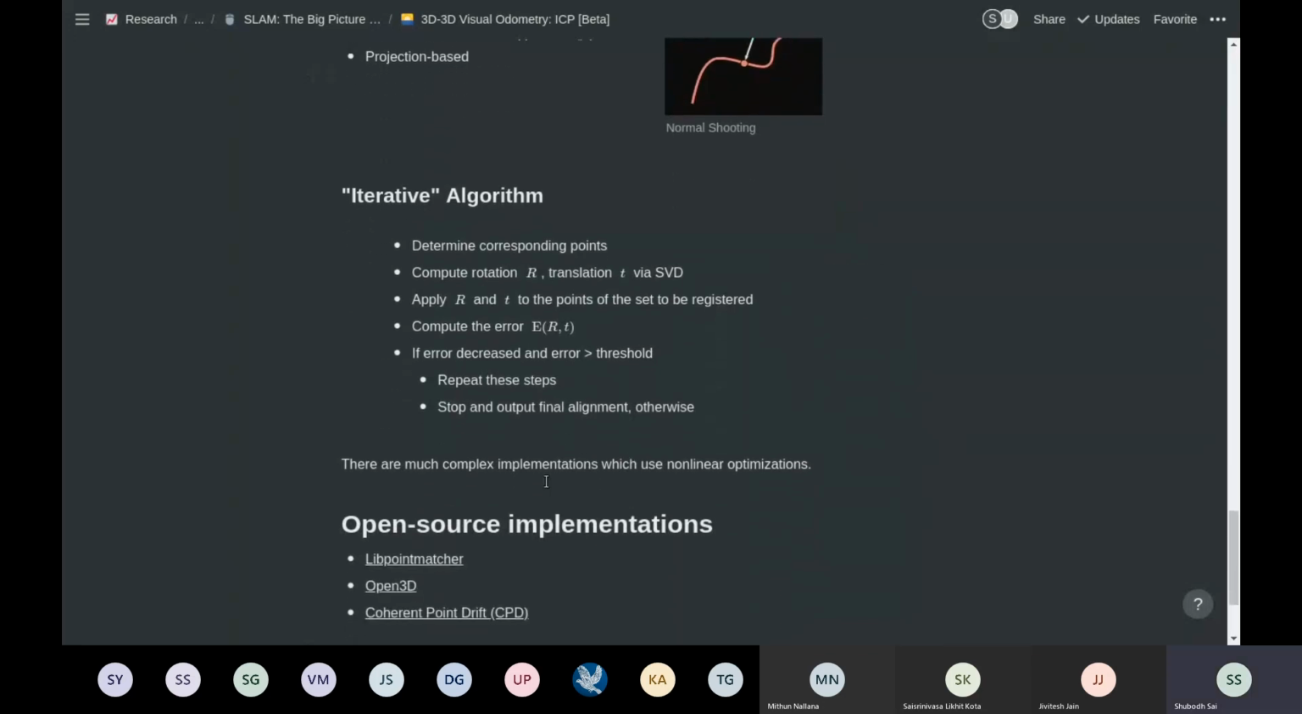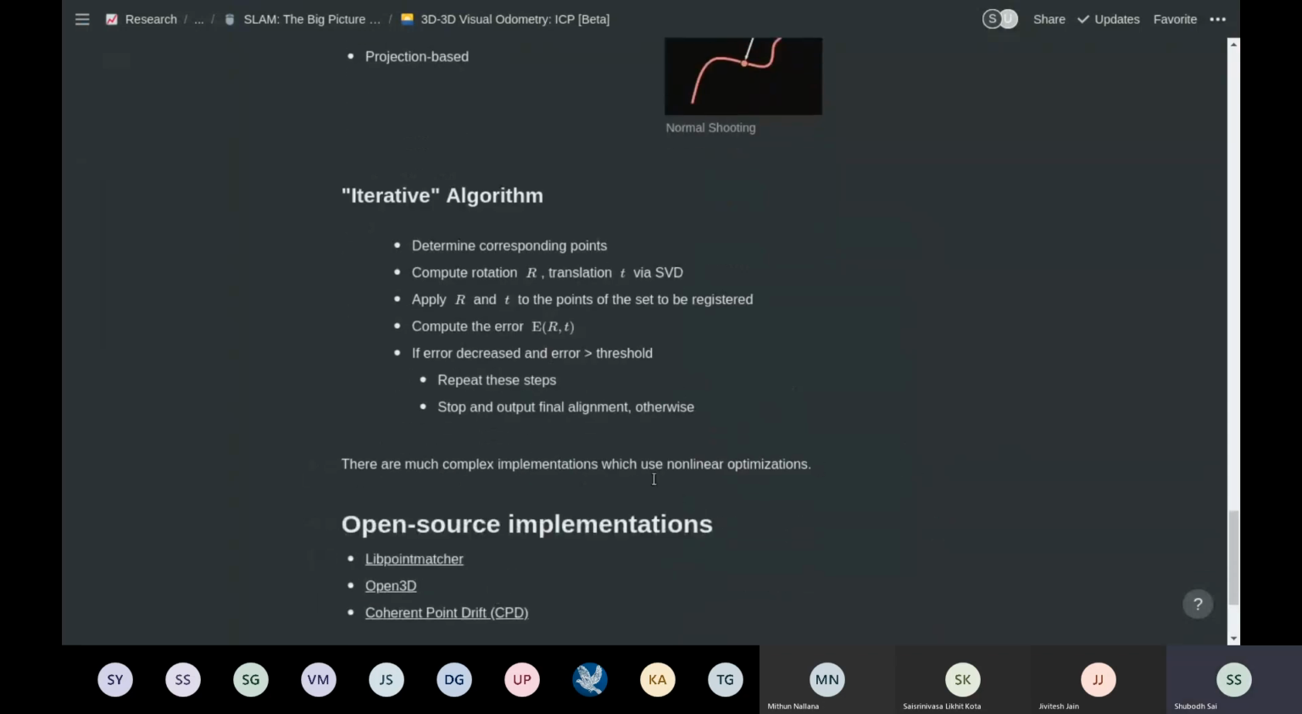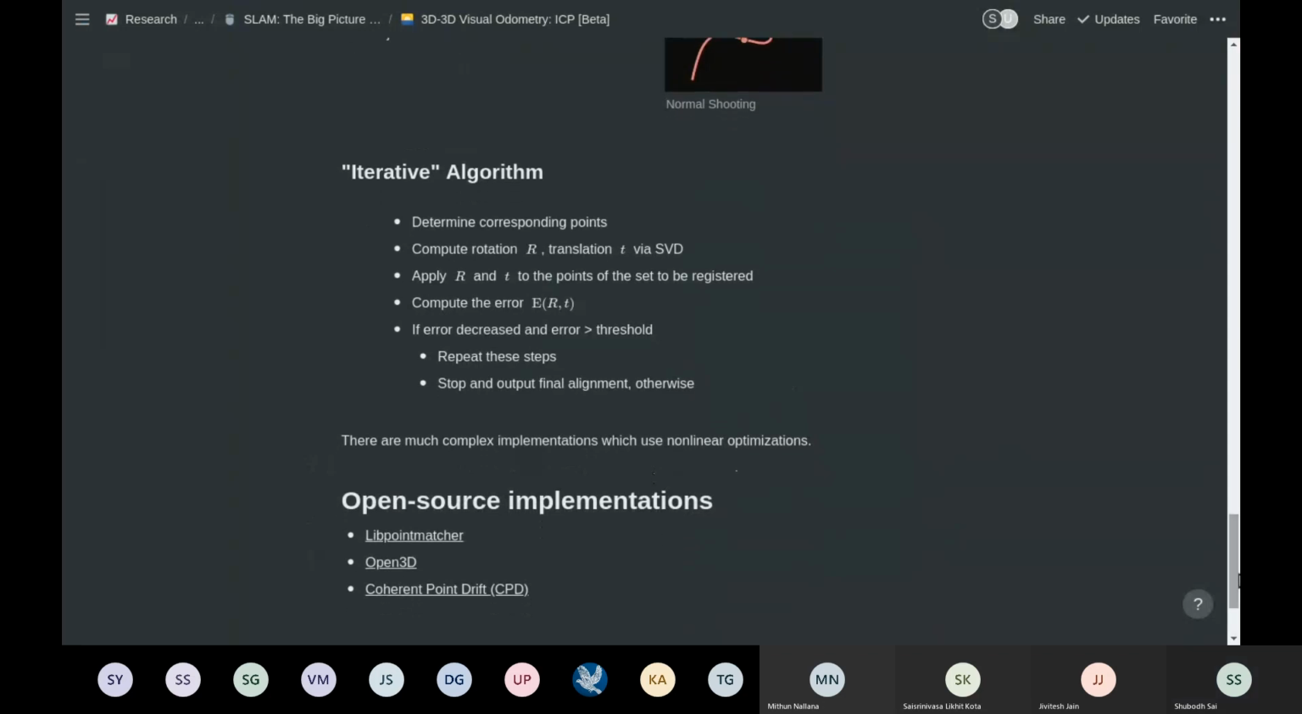There are also methods which use non-linear optimizations, and for a lot of these things there are much more complex implementations. For the sake of these lectures, we'll obviously be dealing with the bare minimum. If you are interested, you can go ahead and look. I've included some open source implementations for you to play around with. libpointmatcher, I used about a year back. It's very good, and it's what I like the most. It's by ETH Zurich. You can also take a look at Open3D, which has a lot more functionalities, and Coherent Point Drift. These are just for you to explore.